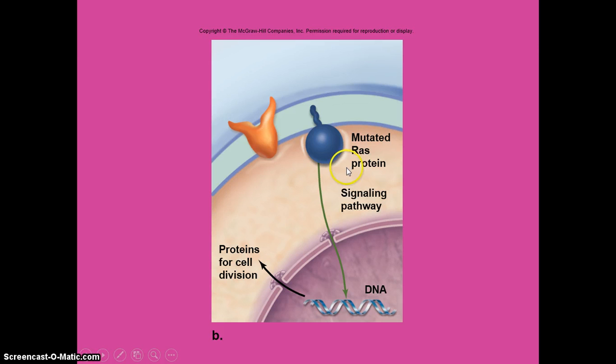When the RAS protein is mutated, that growth factor isn't needed to tell it to activate. So whether that presence is there or not, it's going to go ahead and reproduce and reproduce and reproduce, causing cancer.